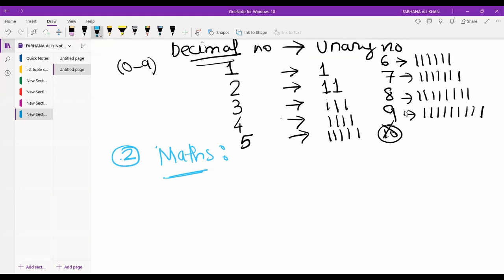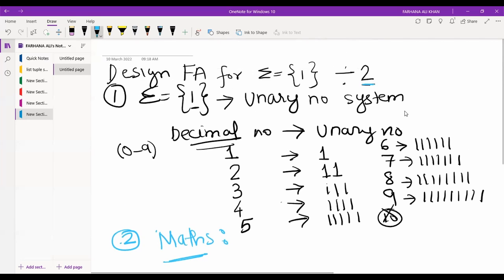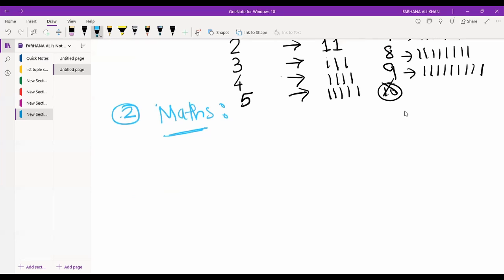In the maths method, we have studied in primary school that whenever we have to find whether a number is divisible by 2 or not, we divide that number by 2 using this notation. Here we write the divisor, and here the number which we want to divide. So when number 1 is divided by number 2, the remainder will be 1. This is your remainder 1.